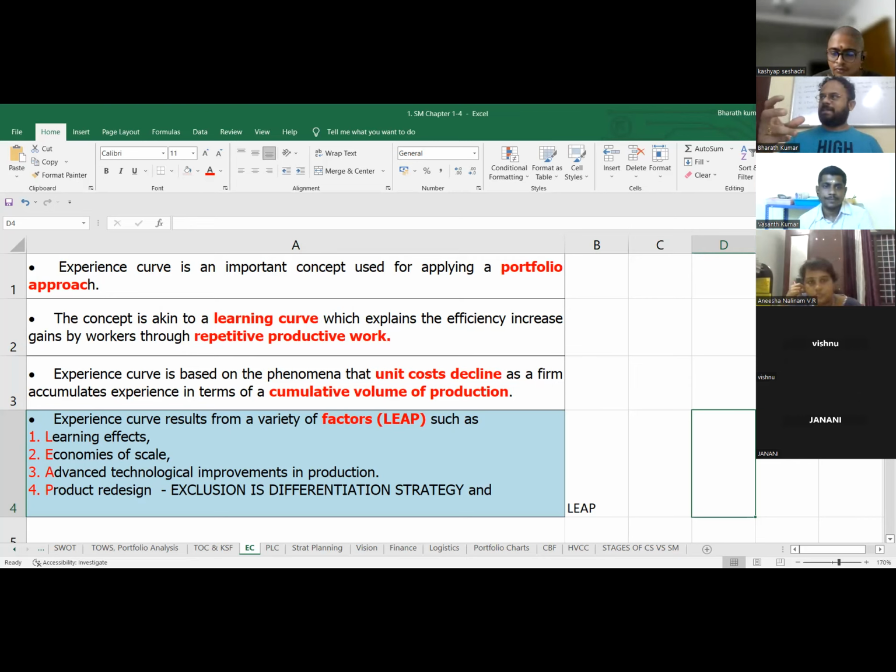If they draw an x-axis and y-axis, they use it for the portfolio approach. Portfolio means, I'll tell you simply. This word will be used in financial management also, in capital budgeting. So they will say, you will not invest in one place. Let's take an example.